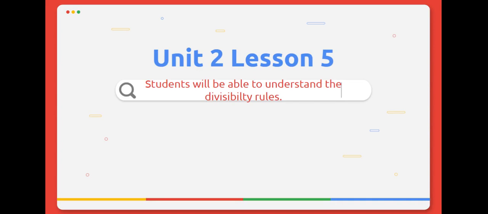Divisibility rules. What it means to be divisible by is that you can take that number and divide it by another number equally, which means there are no remainders left over. All right, let's get started.